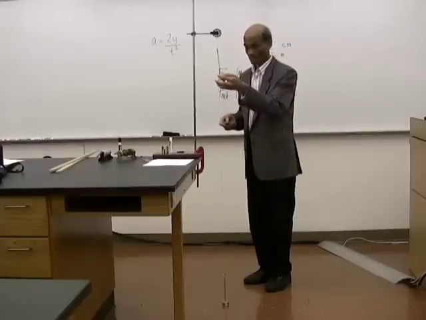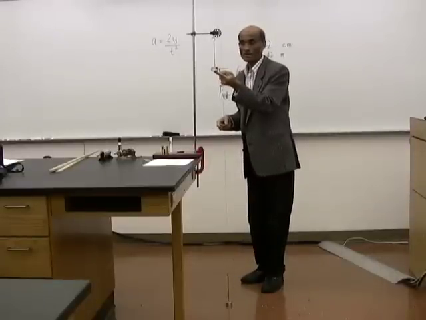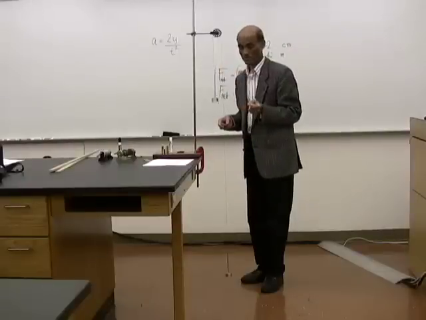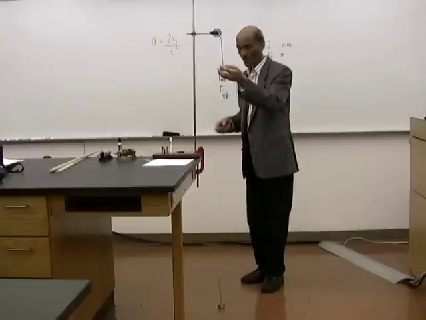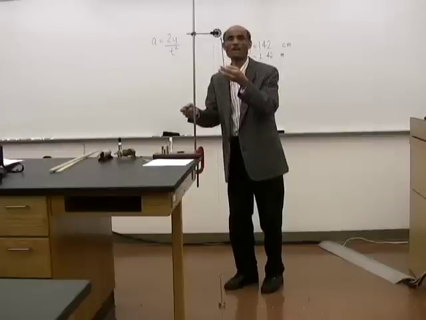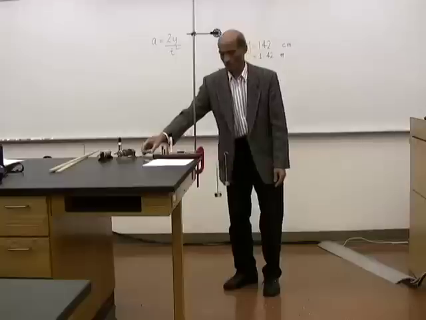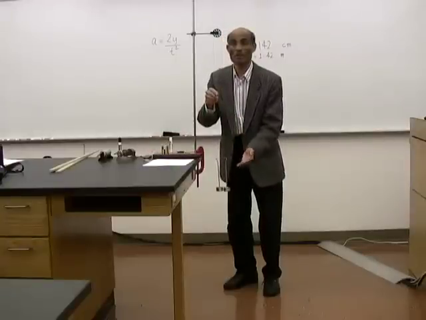Alright? Are you ready for the second trial there? Okay. Your clock ready? 1, 2, 3, go. Alright, you got 2 times, find the average. I'm not giving you a third trial this time. 2 times are enough. Alright, now we repeat the experiment by changing M1 and M2.